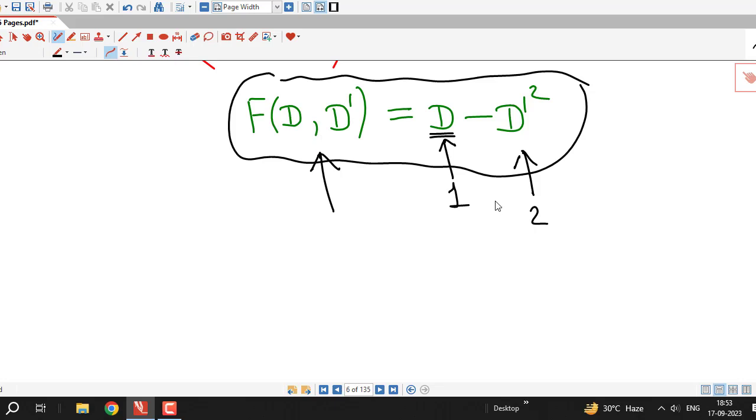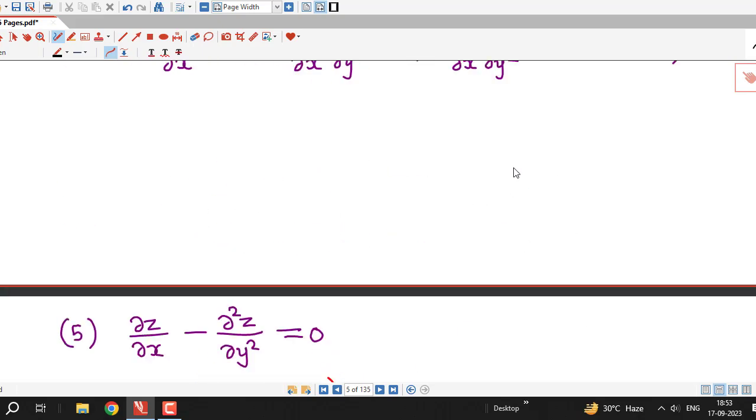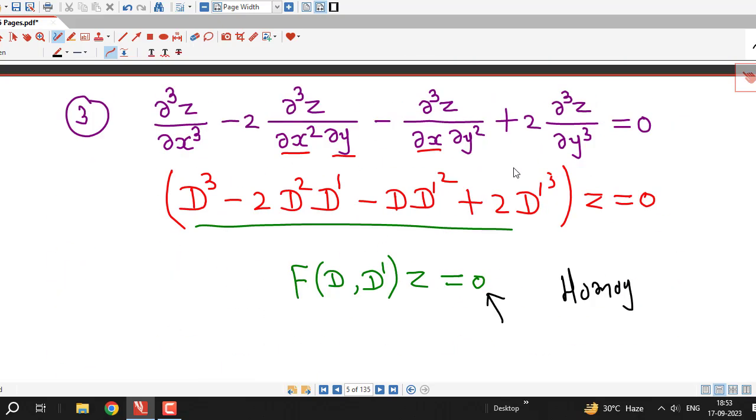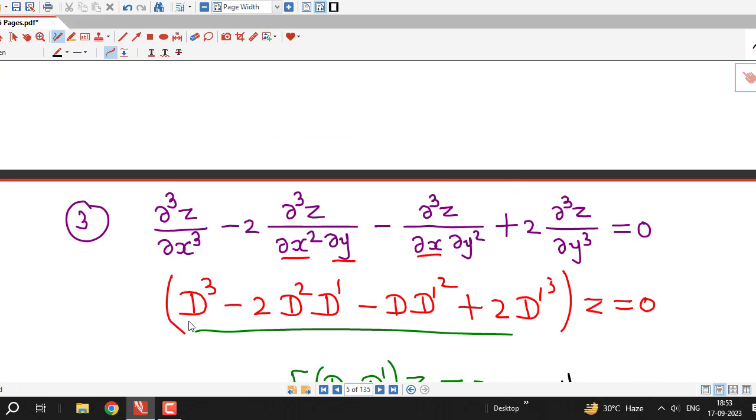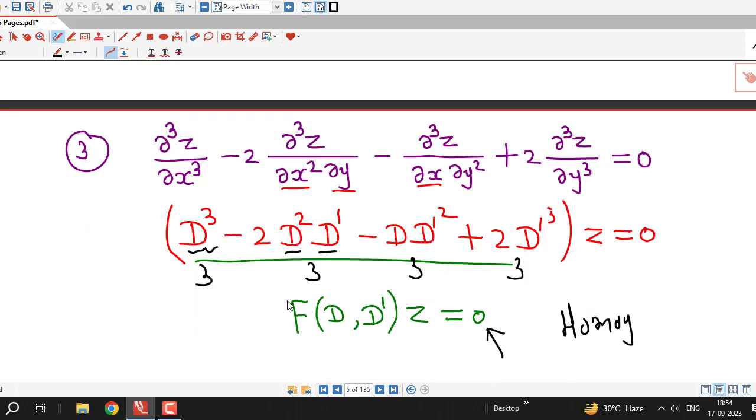If the degree of each term is the same, then the function is called a homogeneous function. So here it is non-homogeneous f(D, D'). If you observe here, this term has third degree, here also the degree is 2 plus 1, that is 3, here also the degree is 3, here also the degree is 3. That is, this function f(D, D') in this equation is homogeneous.